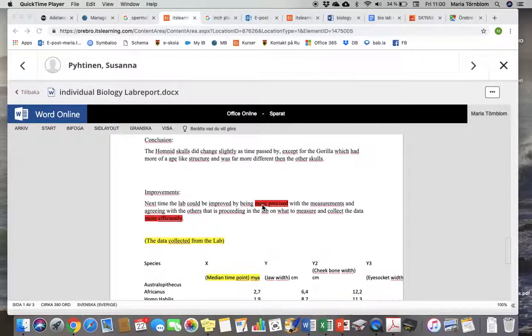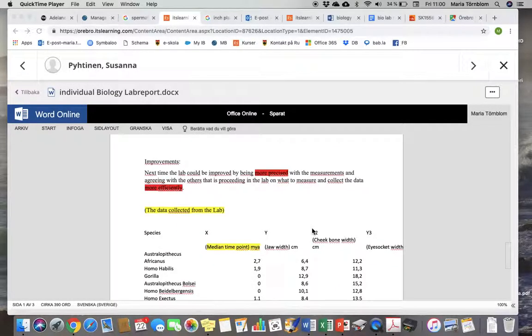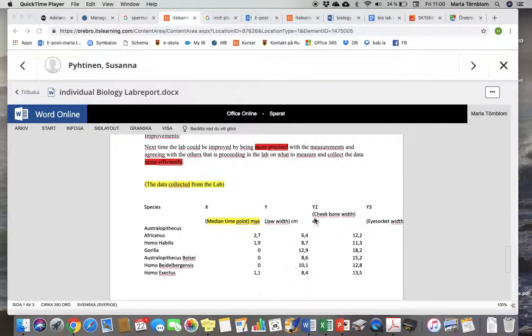When you write about improvements, I want you to be more specific than just saying measure more precise or be more efficiently. How could you actually improve this by measuring more precise? What tool can you use that is more precise, and how can you be more efficiently? That's really important.